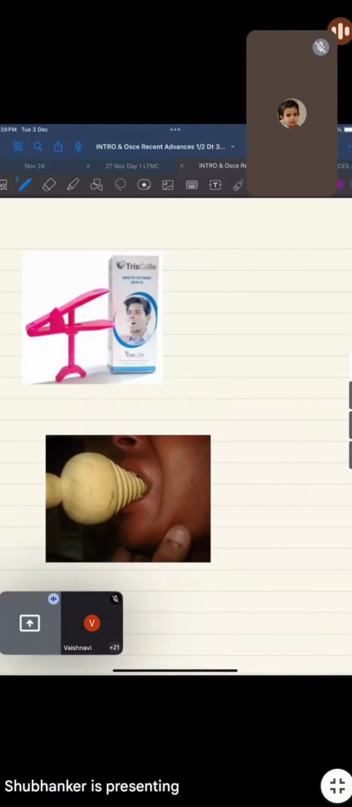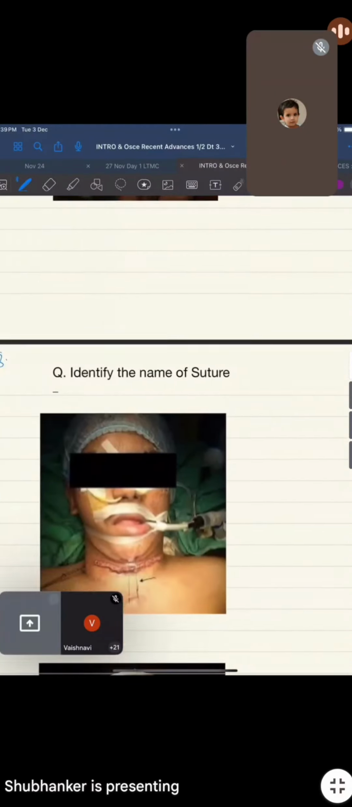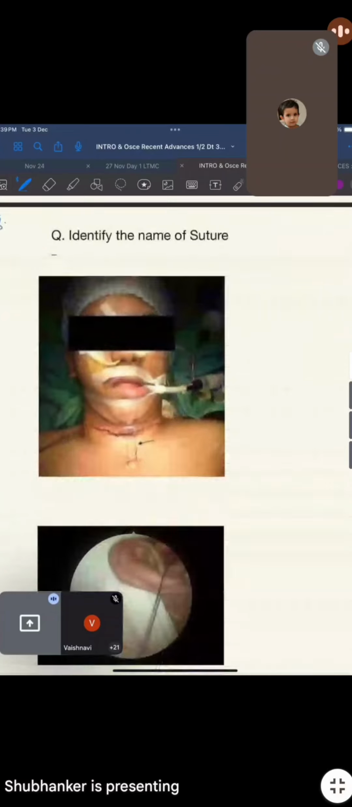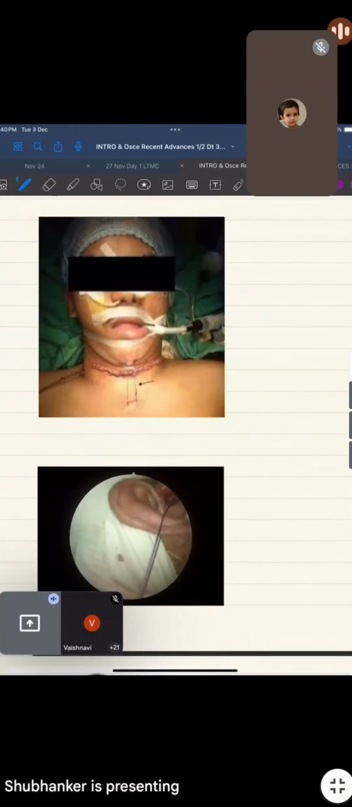Okay, these are 2 other images of a similar kind of thing which is available. Trismus mouth opening device. Okay, let me take you to this next one. Identify the name of the suture. Okay, so what is its name?